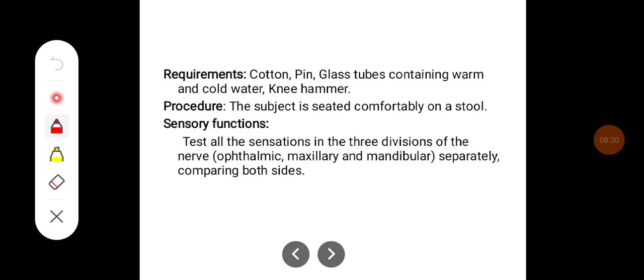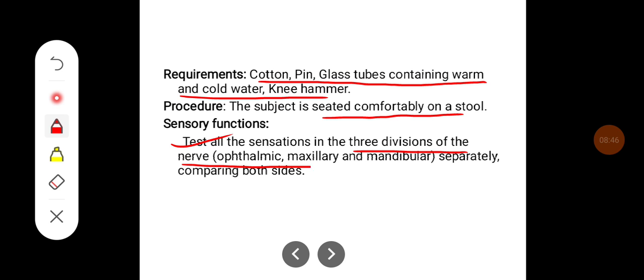The requirements are cotton, pin, glass tubes containing warm and cold water, and a knee hammer. The procedure is that the subject is seated comfortably on a stool. For sensory function, test all the sensation in the 3 divisions of the nerve, that is ophthalmic, maxillary, and mandibular, separately, comparing both sides. You have to check all the general sensations like pain, touch, pressure, etc.